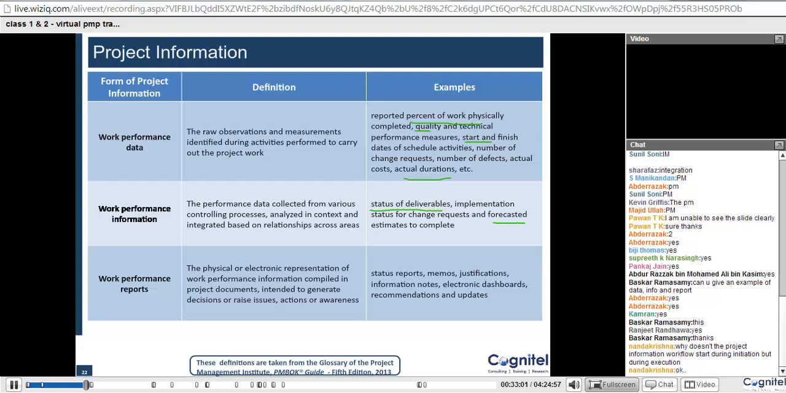And then you have the reports, the physical or electronic representation of the work performance information compiled in project documents, intended to generate decisions or raise issues, actions, or awareness. Any status reports, memos, justifications, information notes, electronic dashboards, recommendations or updates all form part of the reports. So information would be like 100 lines, while reports would be maybe 5 or 10 lines telling everyone what this whole information is telling you in a nutshell. Is that okay, guys?